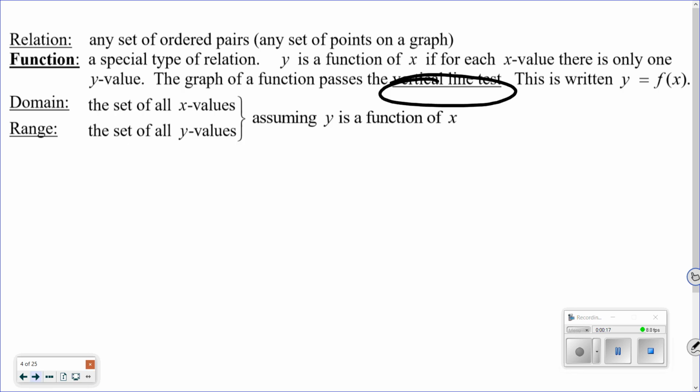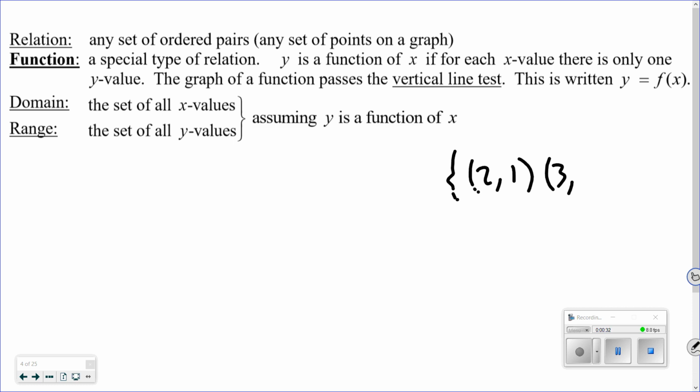The first one is a relation. It says any set of ordered pairs or a set of points on a graph. So an example of that, I'm just going to put 3 points up here: 2, 1, 3, 3, and 4, 1. This is an example of a relation, right? It's a set of ordered pairs. It could also just be points on a graph. Like if you think of a graph of a line, it has an infinite amount of points on it, and all those points would fall into this set, which we would call a relation.